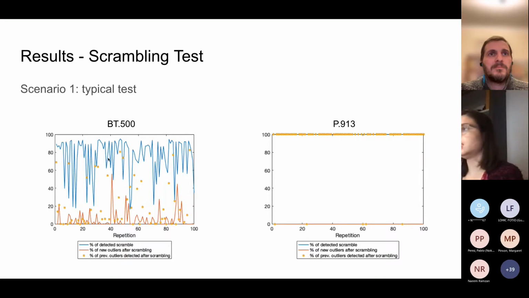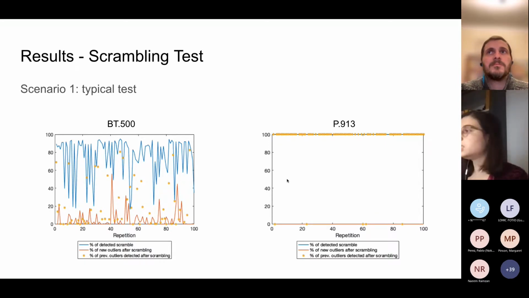The previous outlier is still detected after we scramble the data, but in some cases they're not detected anymore. So there are some outliers that completely disappear. And we also have a quite significant percentage in some cases of new outliers that appear after we scramble another subject, and then we just find that more outliers are popping up.